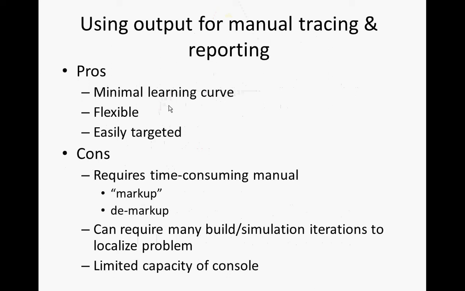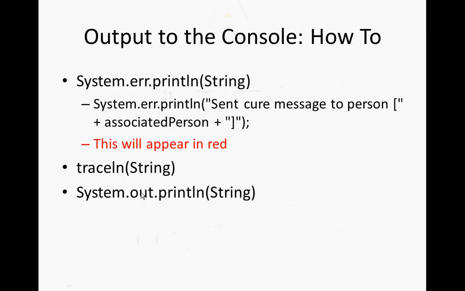So if you want to output things manually, you want to do manual tracing, this is a very lightweight way to do it. It requires markup. So you have to go insert statements like print this, traceln of this, traceln of that. And it can require many runs of the model until you really zero in on what's going on. You can use System.err.println. Instead of doing traceln, you can do this and it will appear in red, which is sometimes helpful.